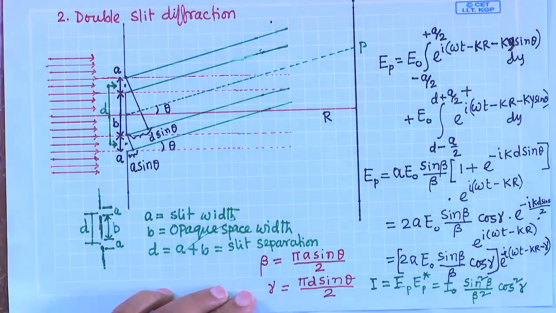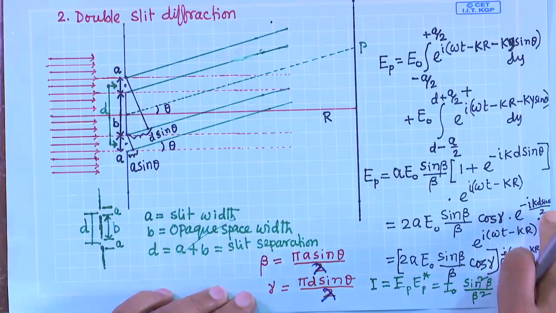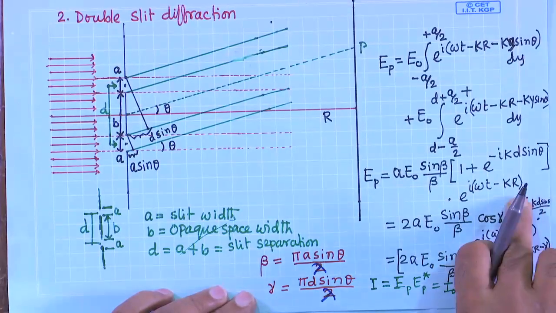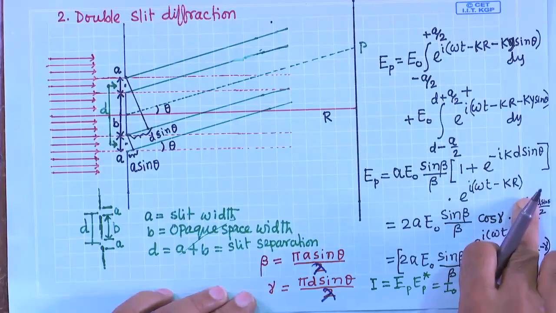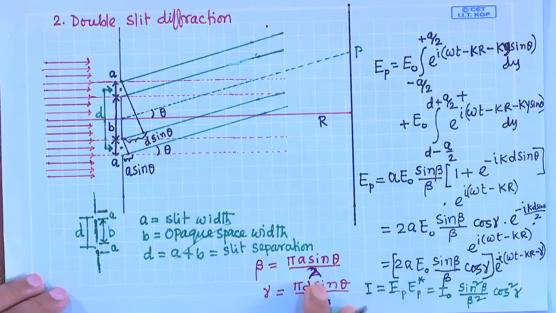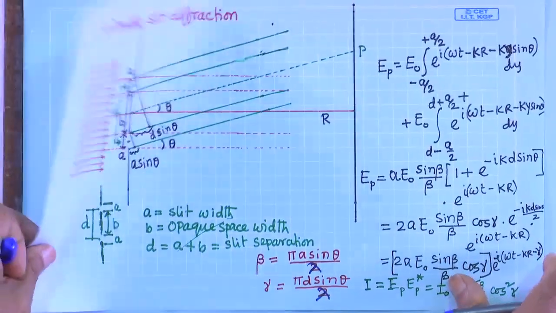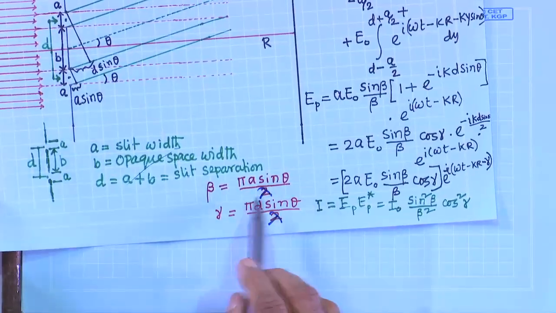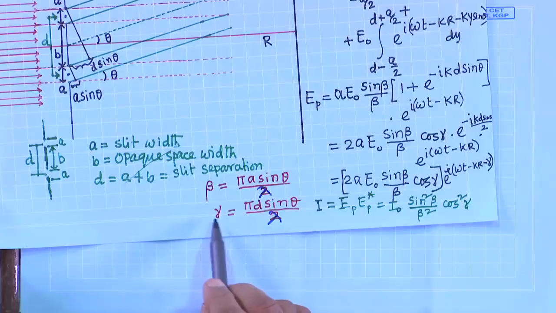I think beta, yes, of course. It is not 2, it has to be lambda, because of the 2 pi, so this 2 will go. Pi will be there and by lambda will be there. So this is not 2, this is lambda. So beta is pi a sin theta by lambda, and gamma is pi d sin theta by lambda.